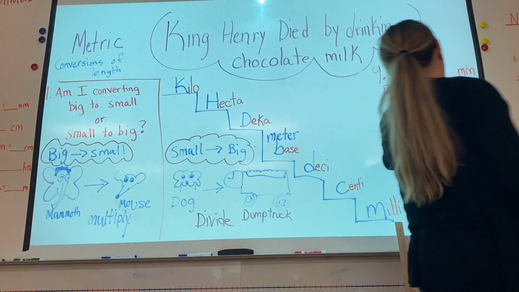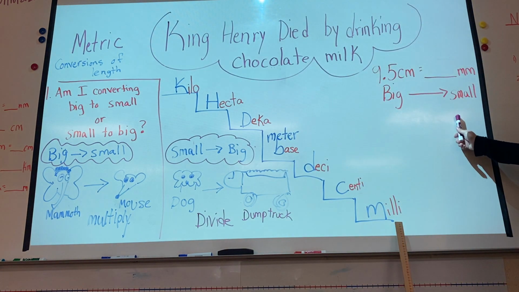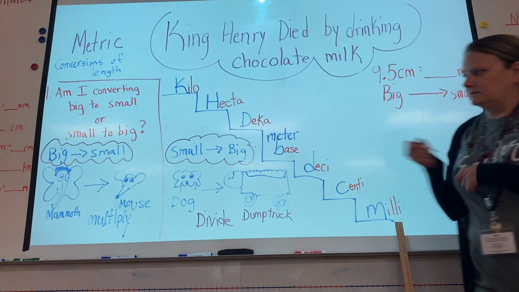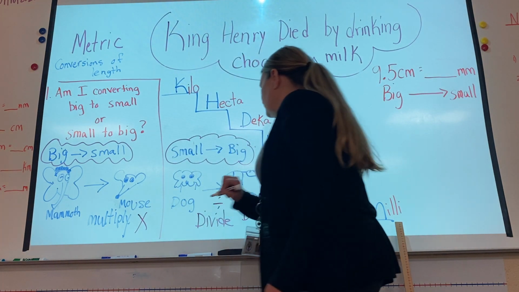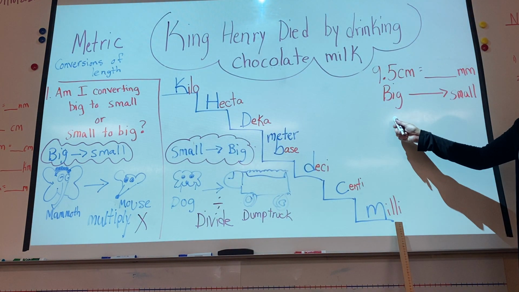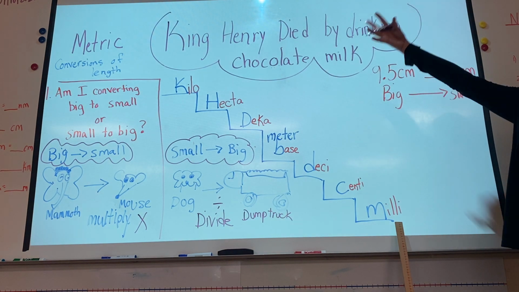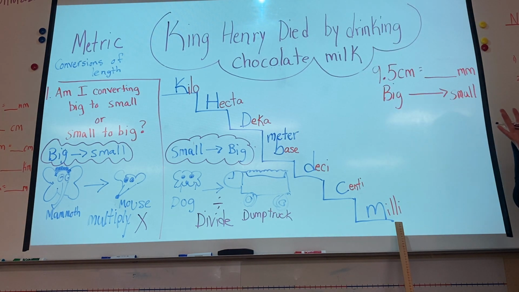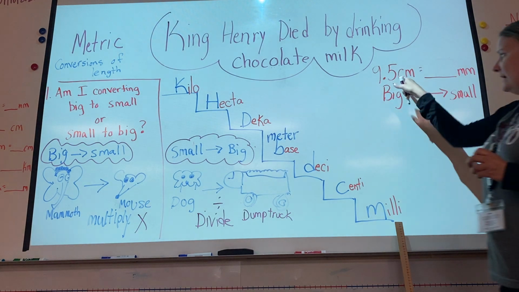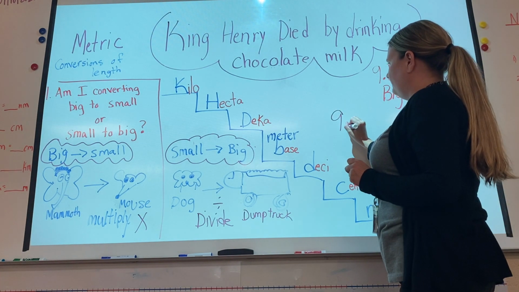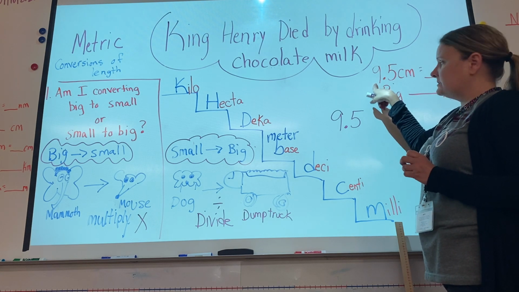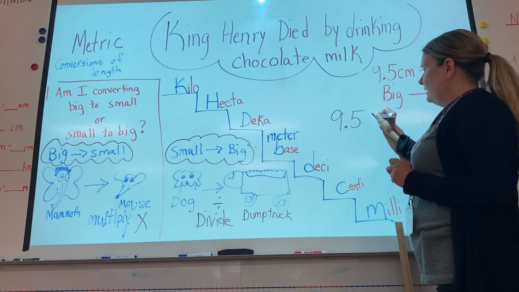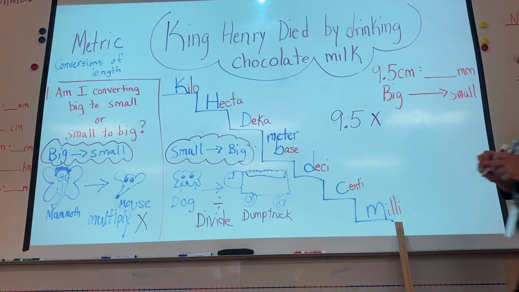Once I figure out if I'm going big to small, do I multiply or do I divide? I'm going big to small. Mammoth to mouse. That would be multiply. So take what you have. Okay, they gave me 9 and 5/10 centimeters. I'm going to know the operation is multiply, but then multiply by what?